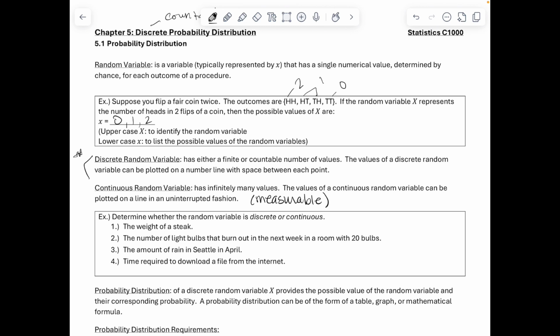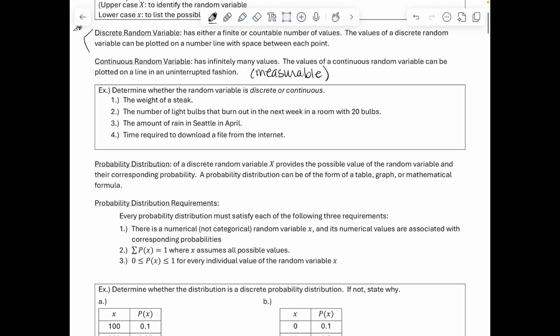So we have an example right below. This says determine whether the random variable is discrete or continuous. So the weight of a steak, since we are dealing with weight, this would be continuous. It's measurable. The second one we have is the number of light bulbs that burn out in a room. There's 20 bulbs total. So for this, you can actually count those. And since it's finite or countable, we know that this is discrete.